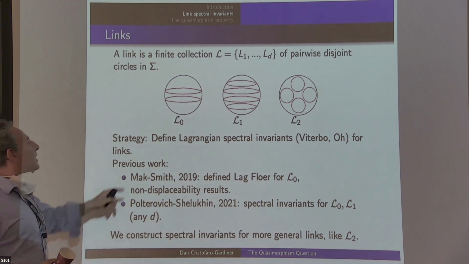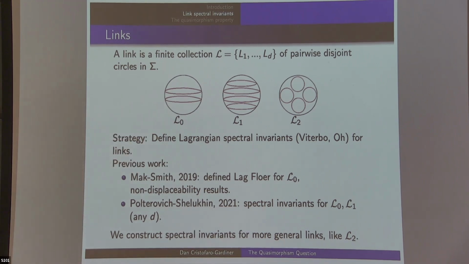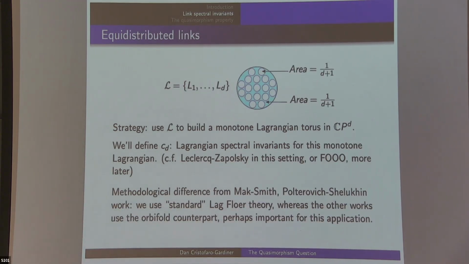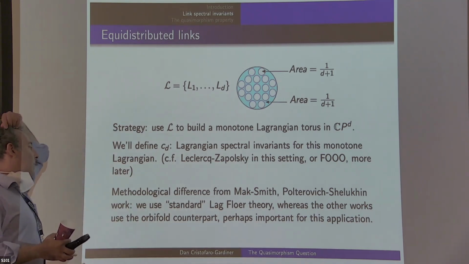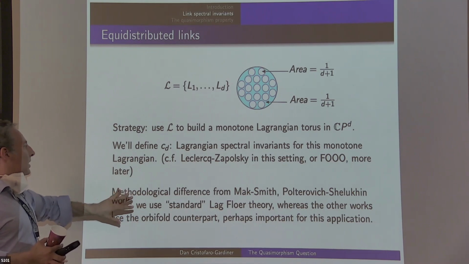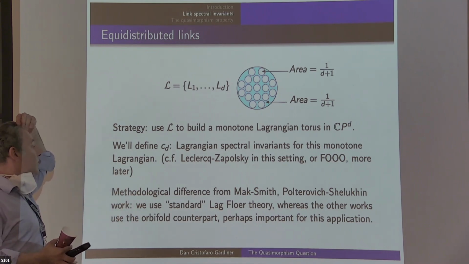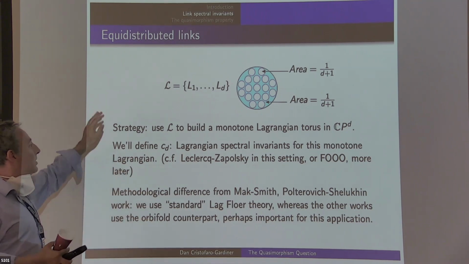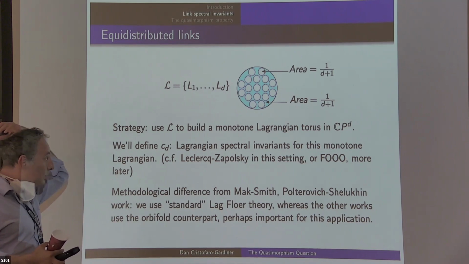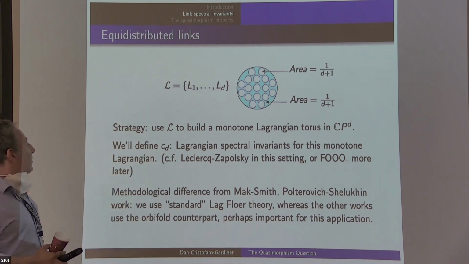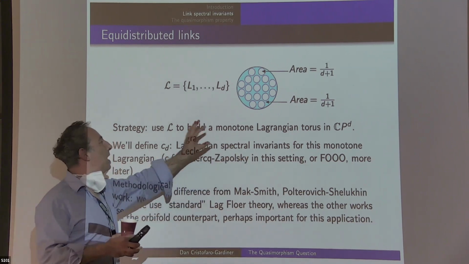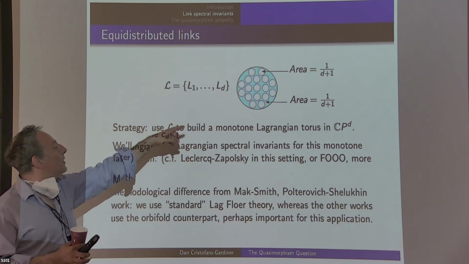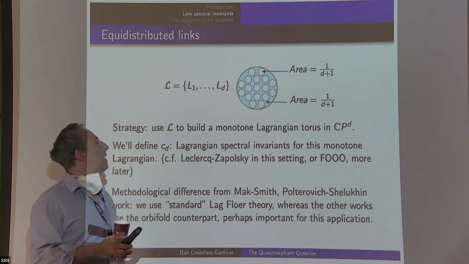Okay, so again, the point is each component is displaceable, but I want to try to get some kind of interesting non-vanishing Floer homology. The beautiful idea, this basic strategy is already in the Mak and Smith paper, but there's a methodological difference that I'll talk about in a little bit. The idea, which goes back to the Mak and Smith paper, is to use the link to build a torus in CP^d. In order for this to work, I want the torus to actually be monotone. So the components of the link have to have carefully chosen area. I've drawn a link for you here.